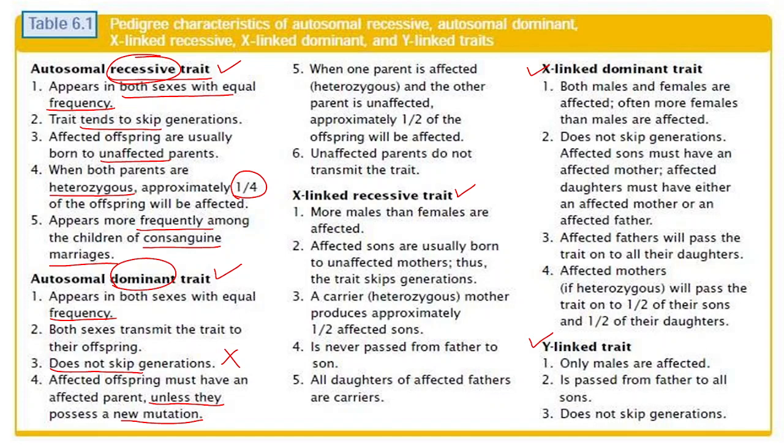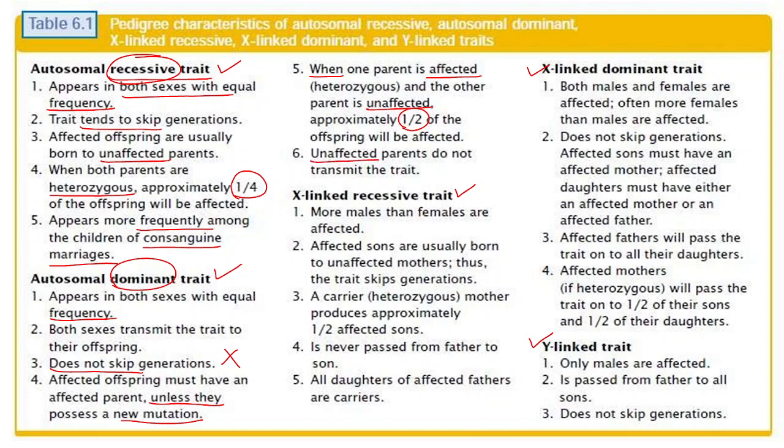Then the fifth one: one parent is affected and the other parent is unaffected. When that happens, what will happen? Approximately half of the offsprings will be affected. In case of dominant condition, if one parent is affected and the other parent is unaffected, approximately half of their children will be affected.